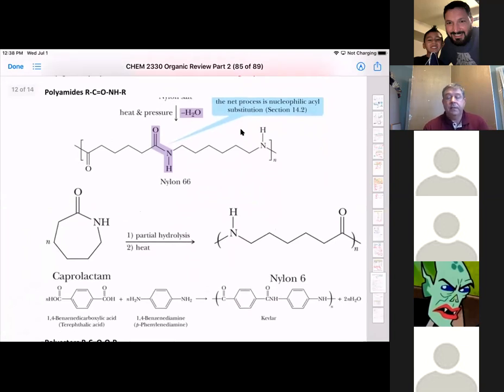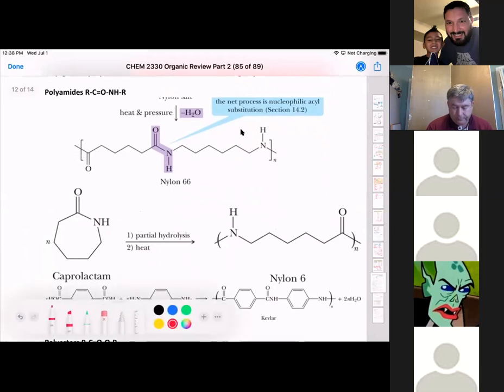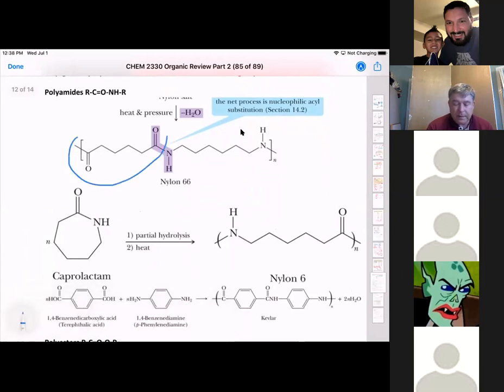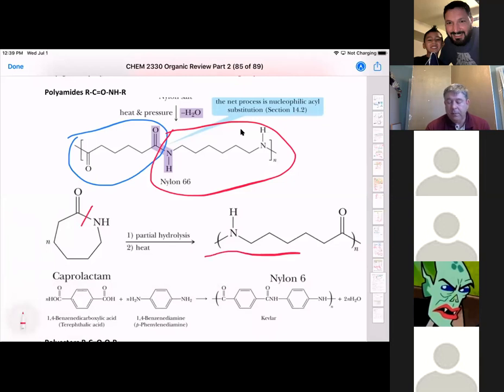And we saw three ways to make that. One is with a dicarboxylic acid on this side here, and we had a diamine on this side here, and you react one side with the other side, and it just keeps growing and growing. The other way to do it is to partially hydrolyze this bond here, and then it ring opens to give us a long straight chain.